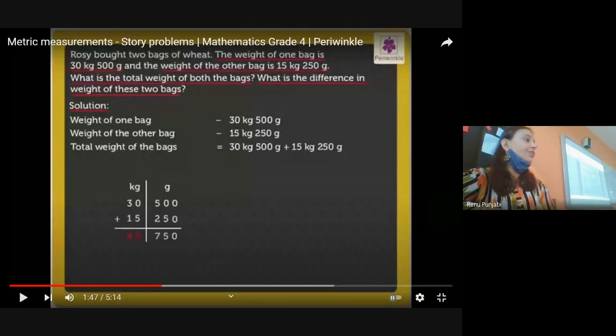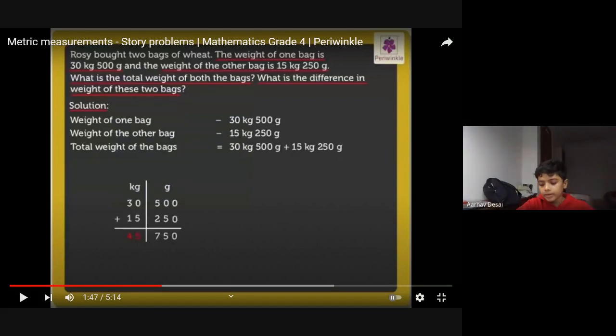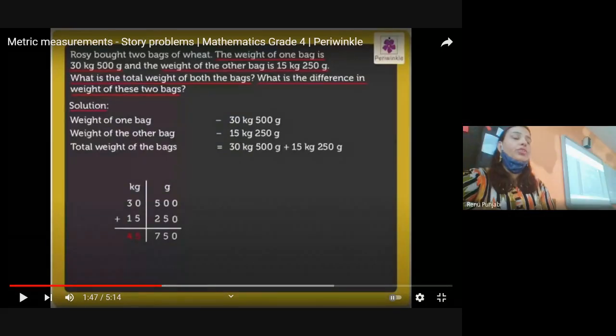Today your worksheet will be based on the story problems. Oh, it is right. Very good.